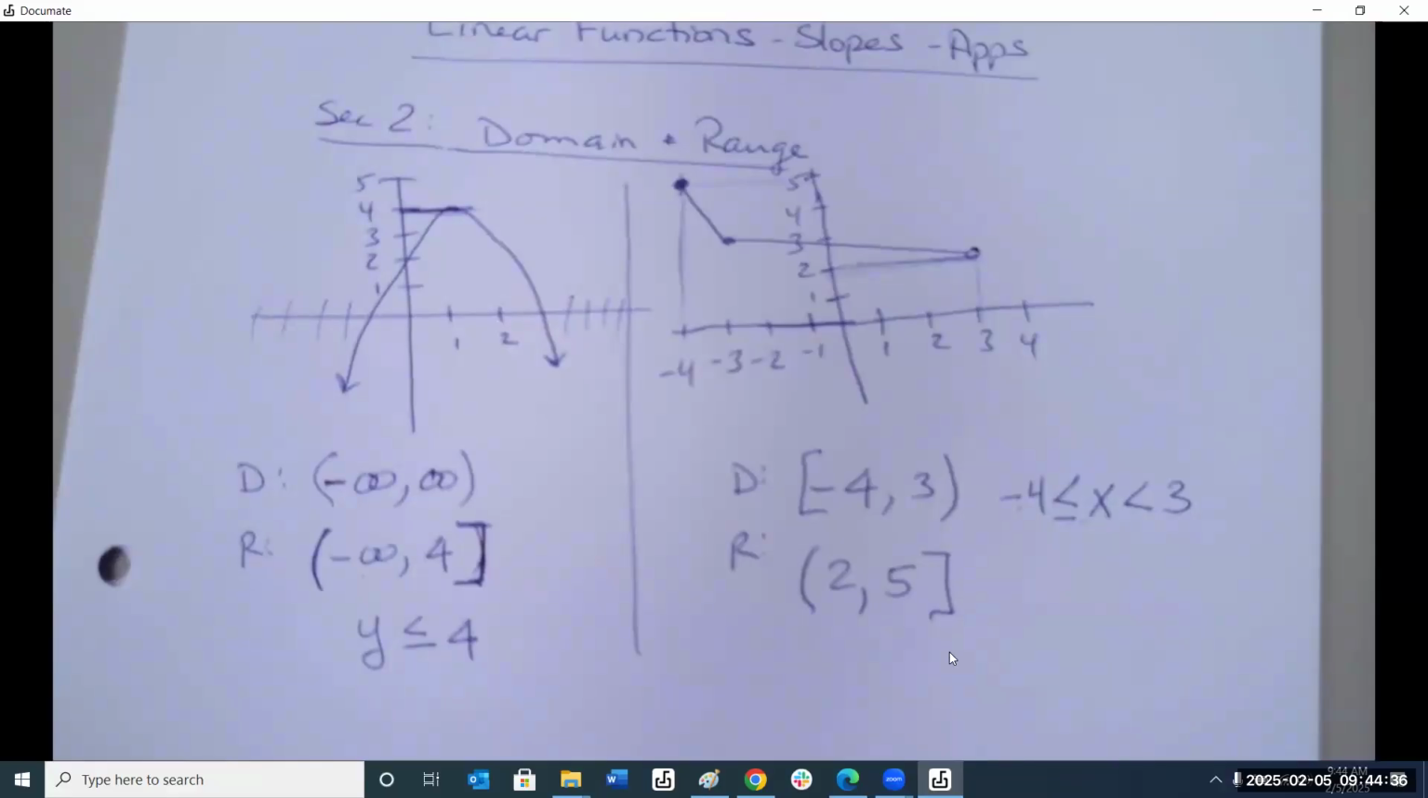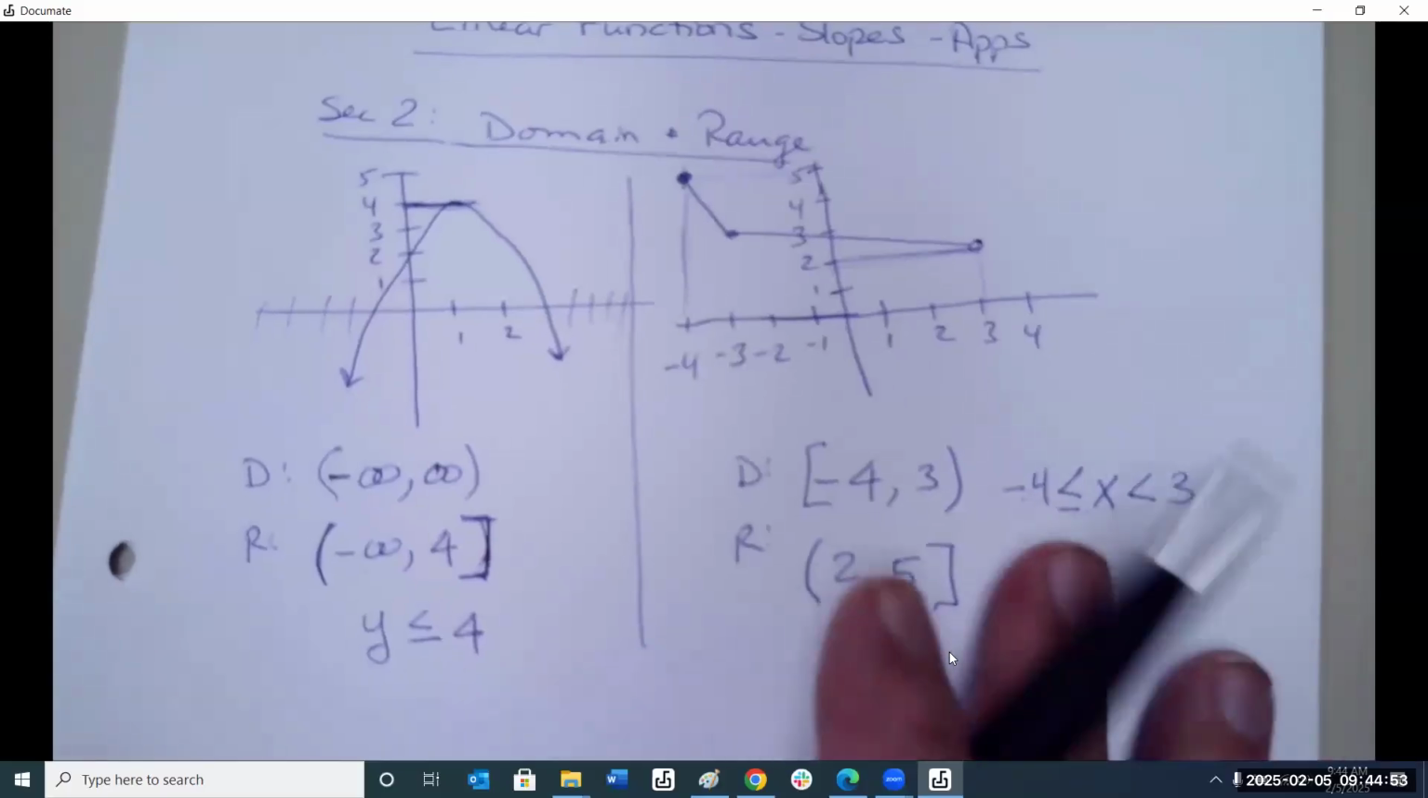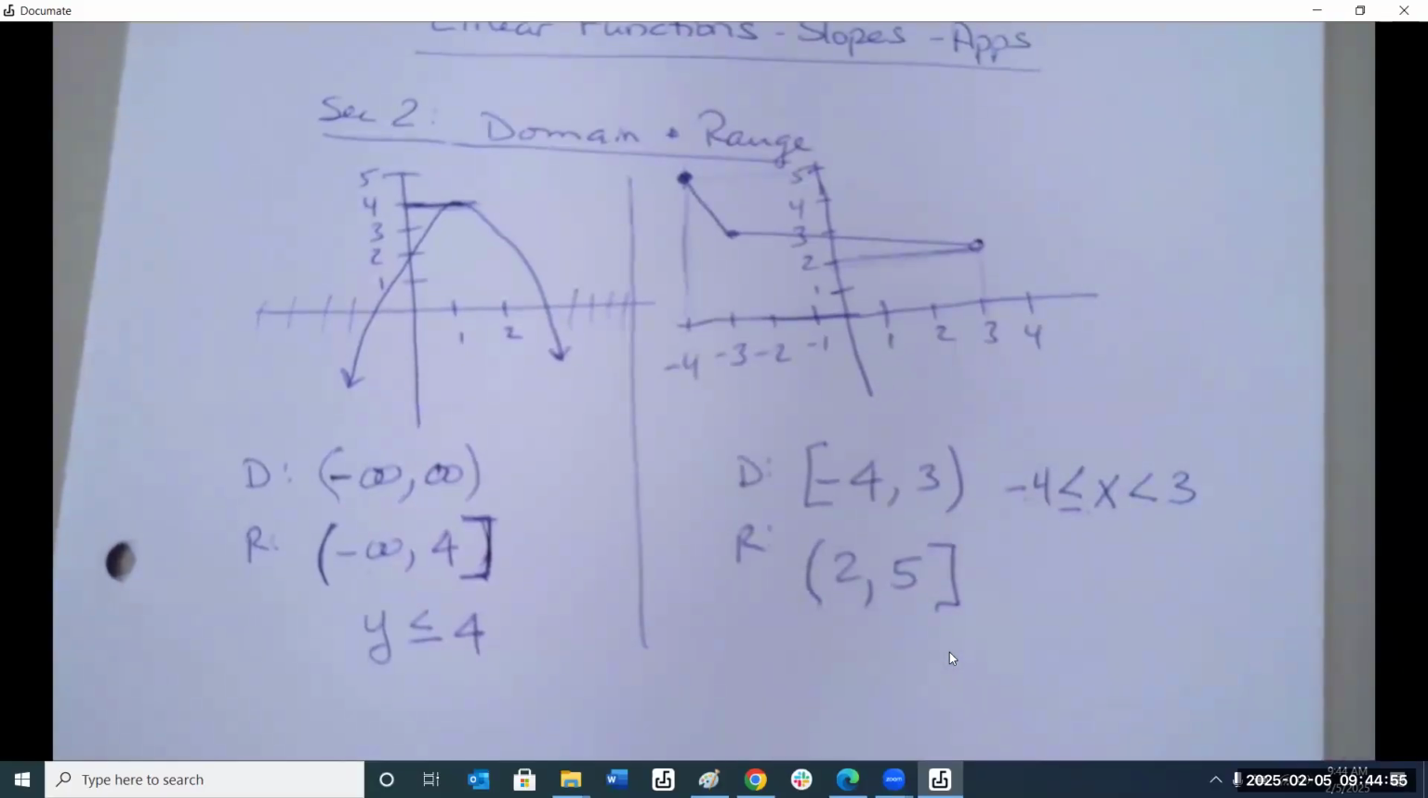Makes sense? Again, I don't like the way they do this in the textbook, because we haven't talked about inequalities or parentheses or brackets yet, and they're throwing it in there in the first 2 sections. But no, we'll talk about that. And again, once we do section 6, it'll make it a lot easier to understand.